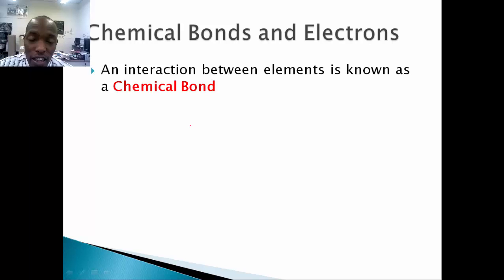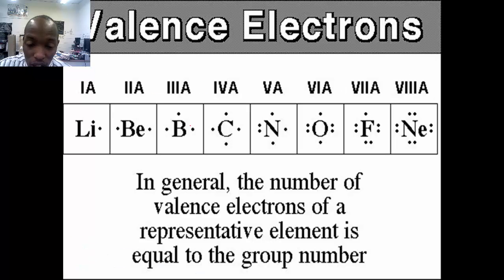We get into understanding metals and nonmetals when we talk about chemical bonds and electrons. An interaction between elements is known as a chemical bond. When elements come in contact with each other, they form chemical bonds. And as we said before, valence electrons are key in this.